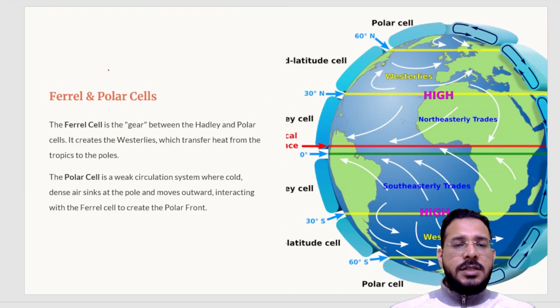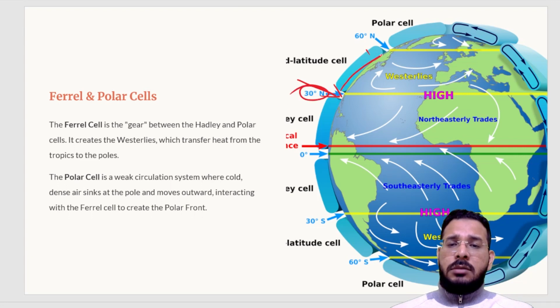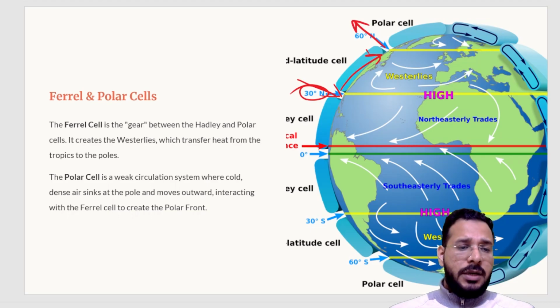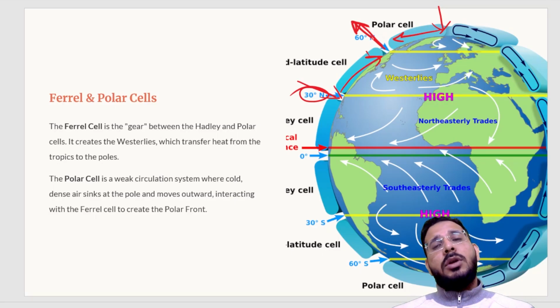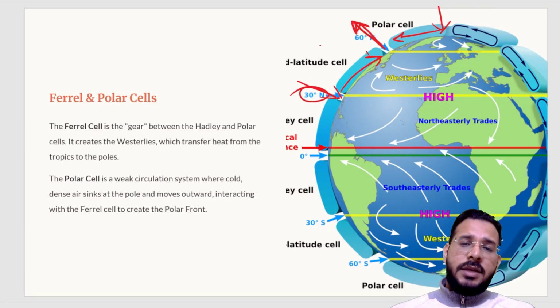If you talk about Ferrel cell and polar cell, the Ferrel cell is sinking at around 30 degrees north, moving and rising at the subpolar low pressure belt. And in the polar cell, the air is sinking at the polar region, coming towards the subpolar low pressure belt and rising there. So this makes the polar cell and Ferrel cell.